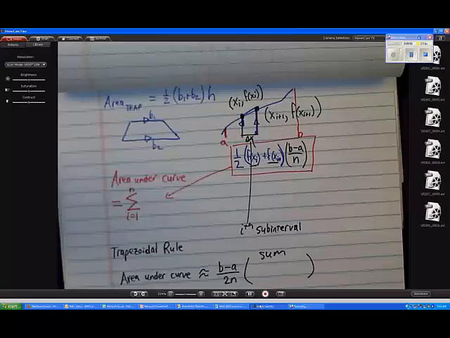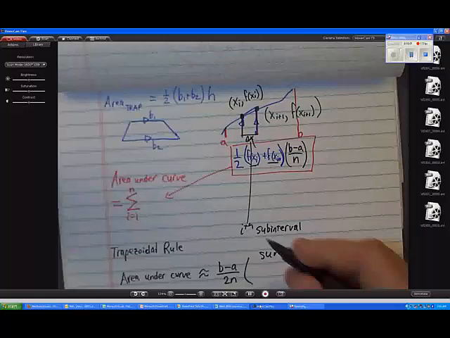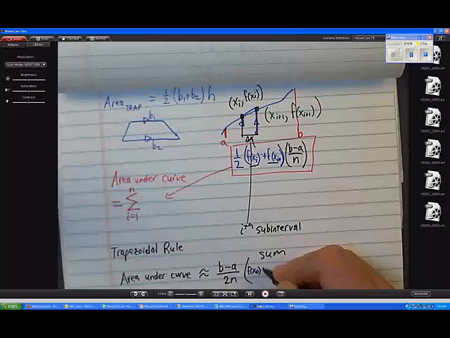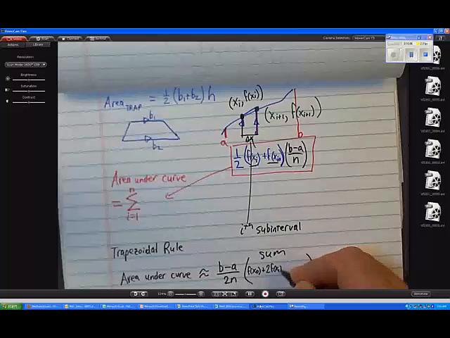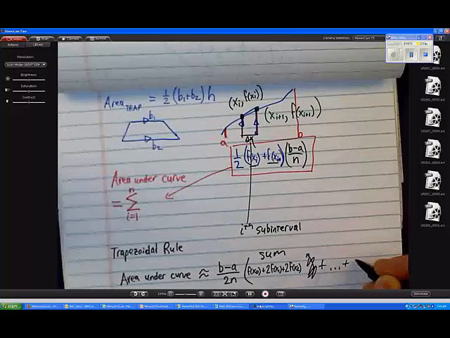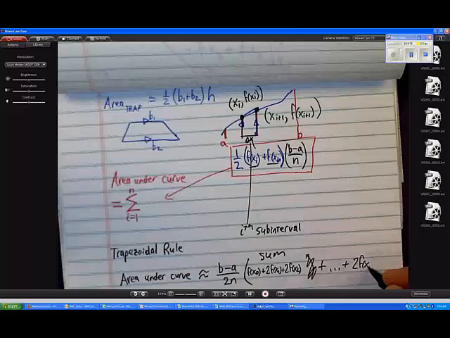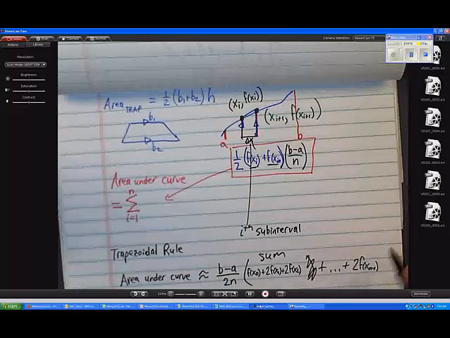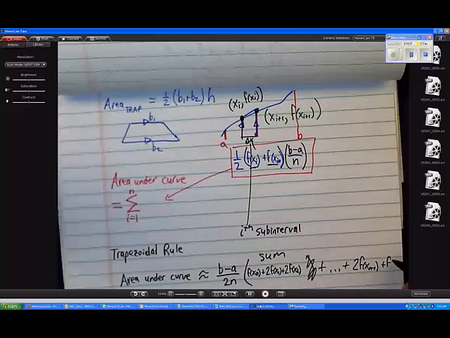No. Yeah. f of x0 plus 2f of x1 plus 2f of x2 plus dot dot dot plus 2f of x sub n minus 1. The only things that you don't have doubled up are the first and the last.